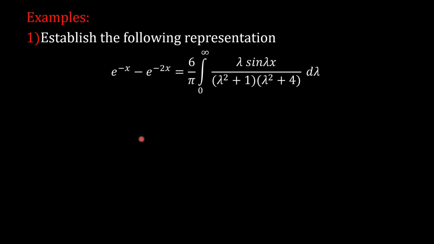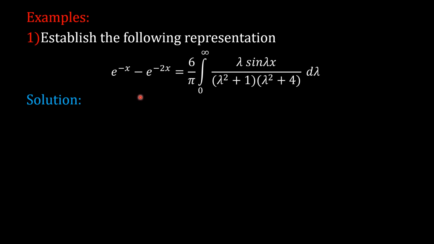Establish the following representation. e raised to minus x minus e raised to minus 2x is equal to 6 upon pi integration from 0 to infinity lambda into sine lambda x divided by (lambda square plus 1) into (lambda square plus 4) d lambda. Solution.